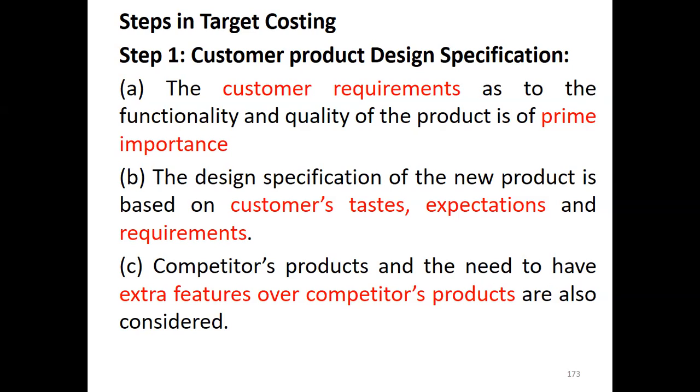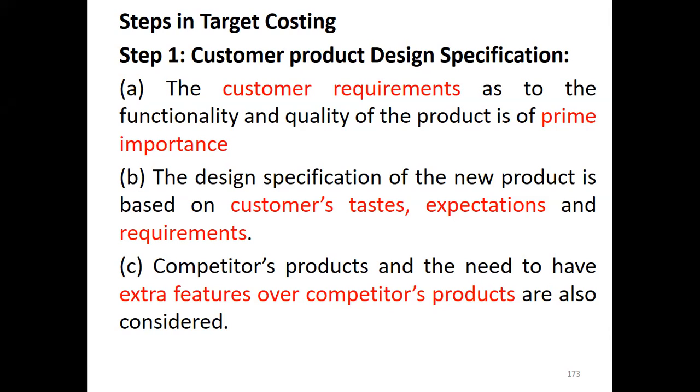Which product that should be sold into the market, कौन सा product market में sell हो सकता है, उसका design बनाना, उसका डिजाइन बनाना, उसका स्पेसिफिकेशन बनाना, ये टारगेट कॉस्टिंग का पहला एक्टिविटी है, पहली स्टेप है. The customer requirements as to the functionality and quality of product is the prime of importance. So what customer expects into the market, what competitors are selling into the market, and what are the expectations of the customers from the market.